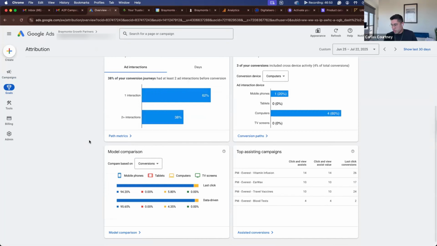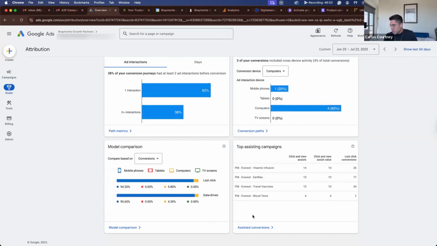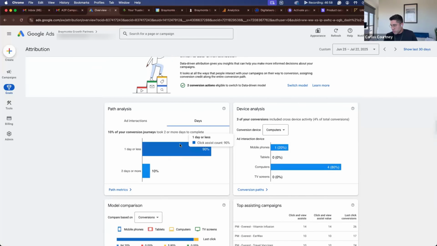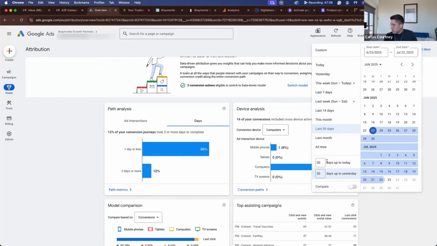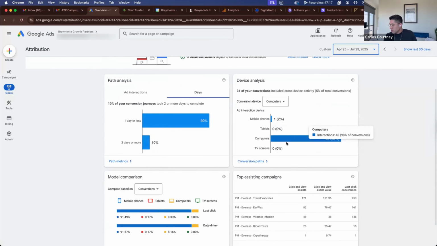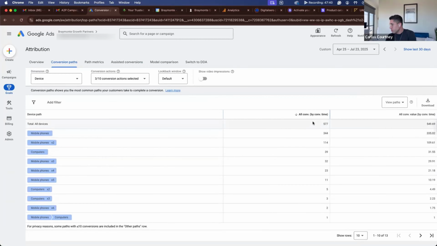2 interactions, 38%, 1 interaction. So it looks like they're mainly getting some pretty bottom of the funnel traffic here, 1 day or less. Let's do the last 90 days. This is interesting. Most of it's coming from mobile, so essentially just bottom of the funnel. And then mobile 2 times. Yeah, so it looks like they're hitting this. And this is interesting too, because look at some of these other attribution paths, like mobile 6 times, 5 times, 4, 3. And that's probably within the same day too.